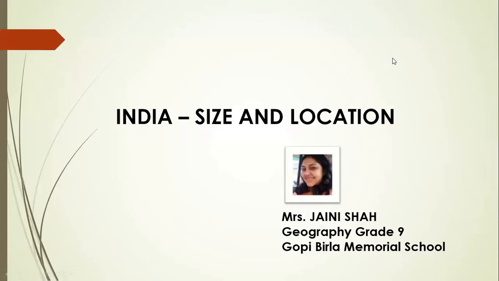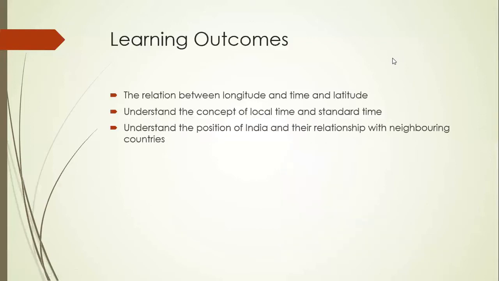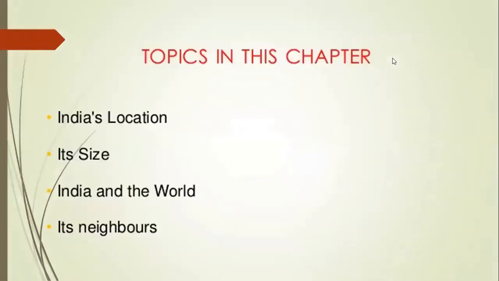So today we shall be studying the first chapter, India, size and location. The things that we will learn in this chapter are the relationship between longitude and time. We will also learn about latitude. We will learn the concept of standard time and local time, and we will understand the position of India and their relationship with other neighboring countries. This chapter has 3 learning outcomes.